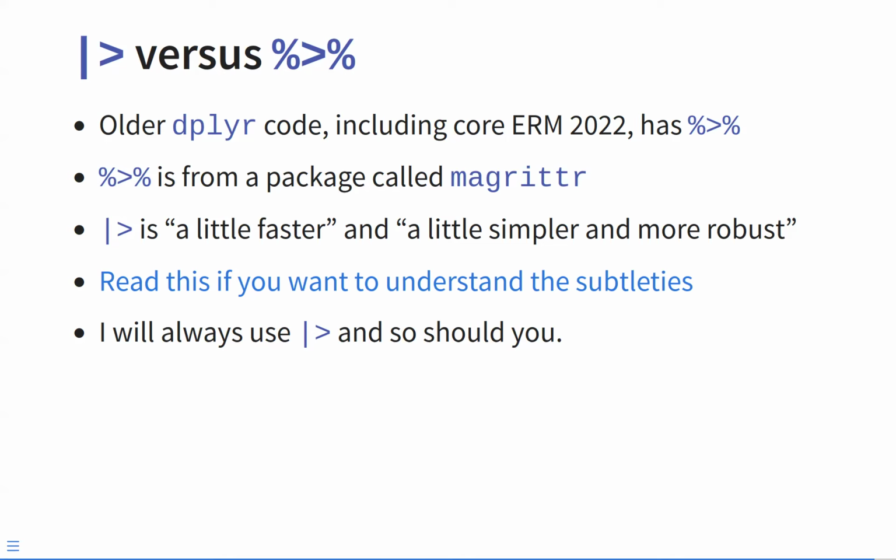So it works very similar to the pipe that I've just shown you, the one that we've been using throughout this lecture. To quote a great Stack Overflow article about this, the base R pipe is a little bit faster, it's a little bit simpler, and it's a little bit more robust. There are some subtleties, and if you click on the link on the slide, you can read more about them. But for the purposes of this course and in my own work, I'm always going to use the base R pipe, and I recommend that you do the same.